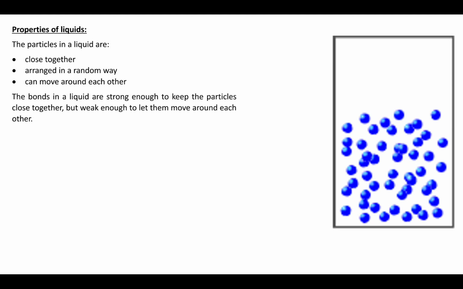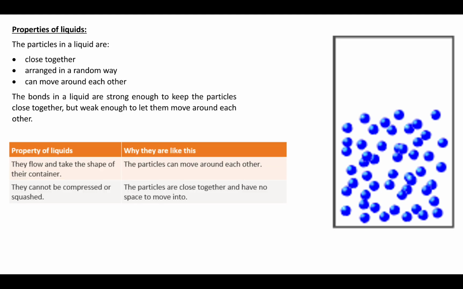So properties of liquids. The particles in liquids are close together, arranged in a random way, and can move around each other. The bonds in a liquid are strong enough to keep the particles close together, but weak enough to let them move around each other. So properties of liquids: they flow and take the shape of their container. Why they're like this: the particles can move around each other. The other property is they cannot be compressed or squashed. Why they're like this: the particles are close enough together and have no space to move into.